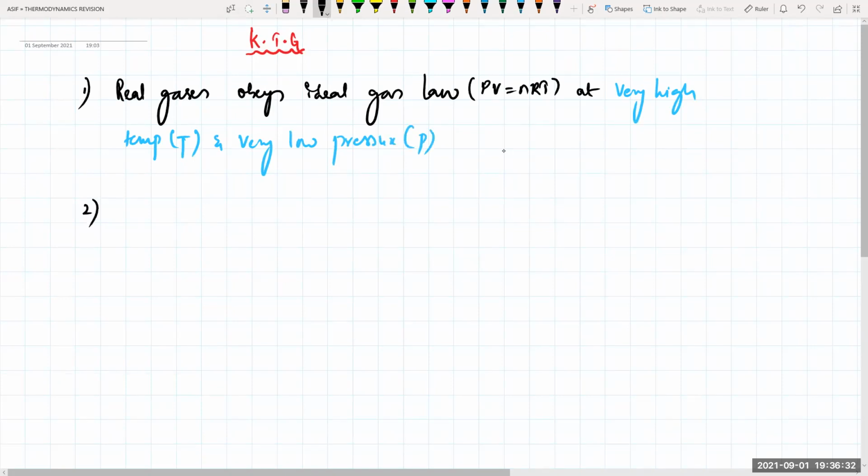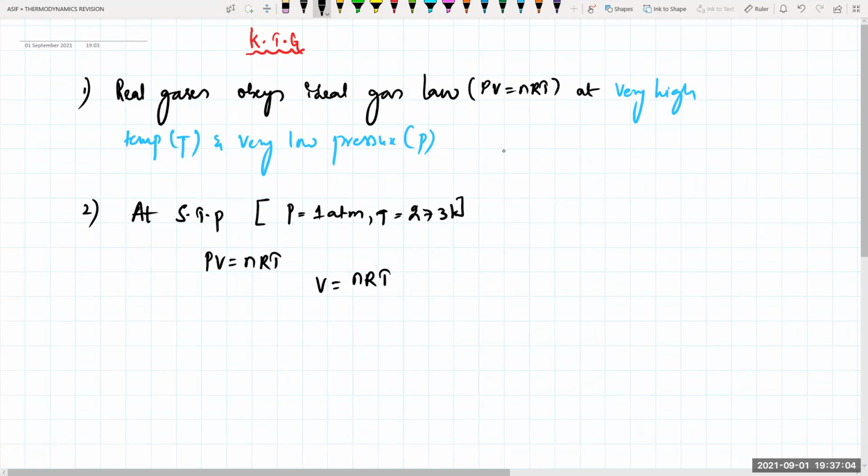Now the next one, because you have already done it in chemistry. At STP, standard temperature and pressure, do you remember, pressure is taken as P equals 1 atmosphere. Temperature is given as 273 Kelvin. And PV equals nRT. From this relation, volume will be equal to nRT divided by P. Number of moles I'm taking as 1.